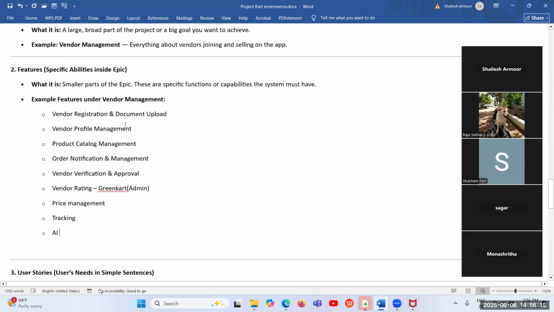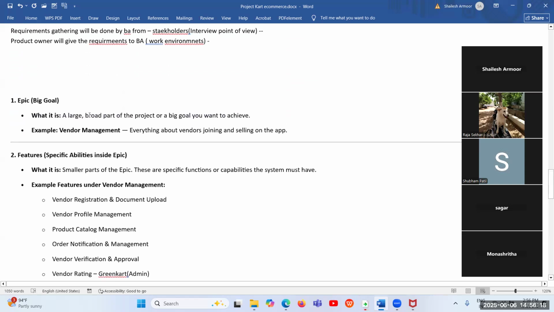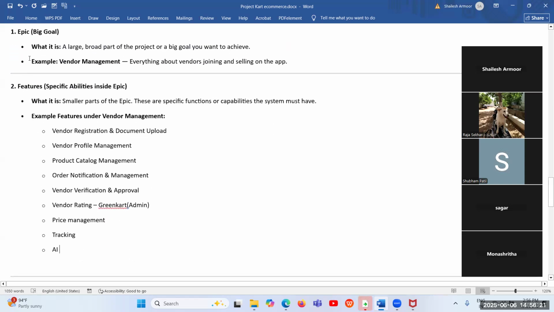So now pay attention, all four of you. If you ask me, these Epic features are going to be taken care of by your stakeholder and product owner. You are not going to be part of this Epic and features. Monashrita, Shekhar, Shubham, Sagar, clear? Yes, got it. Who is going to take care? Stakeholders or product owner. Both will take care. The stakeholders and product owner will decide. Now you got it right? Epic features, all four of you, clear now.